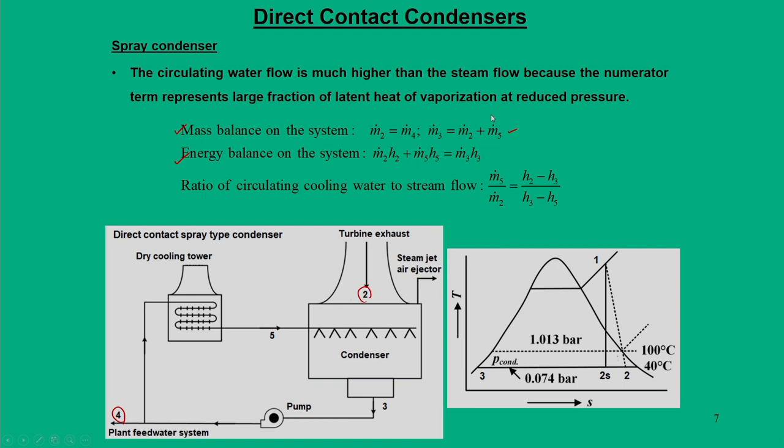Now, from these two equations, we can find the most important ratio, that is the ratio of circulating cooling water to the steam flow, which means that for a given unit of steam flow, what is the requirement of cooling water. This is the most vital part, and it decides the load of the condenser. Based on that load, all other parameters, like the number of tubes, the number of passes required, and the outer and inner diameter of the tubes, can be designed.